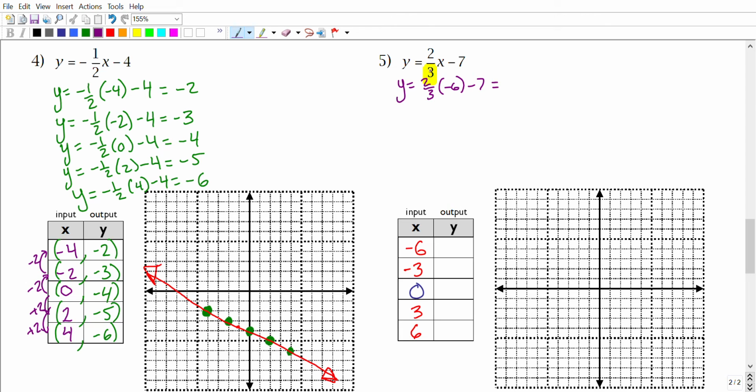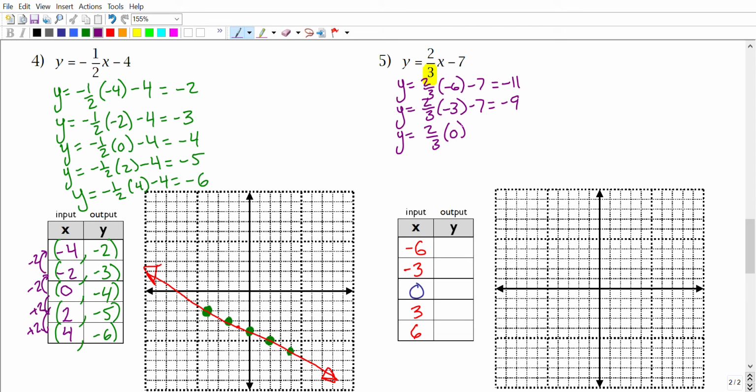All right. So 2/3 times negative 6, that should be, let's see, 2 times negative 6 is negative 12, divided by 3 is negative 4, minus 7 gives us negative 11. Right, next one. 2/3 times negative 3 is a negative 2, minus 7 is a negative 9.